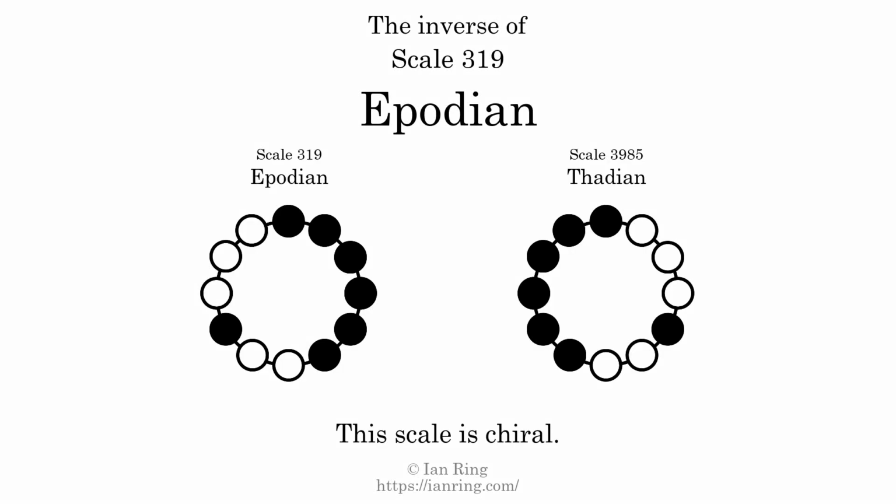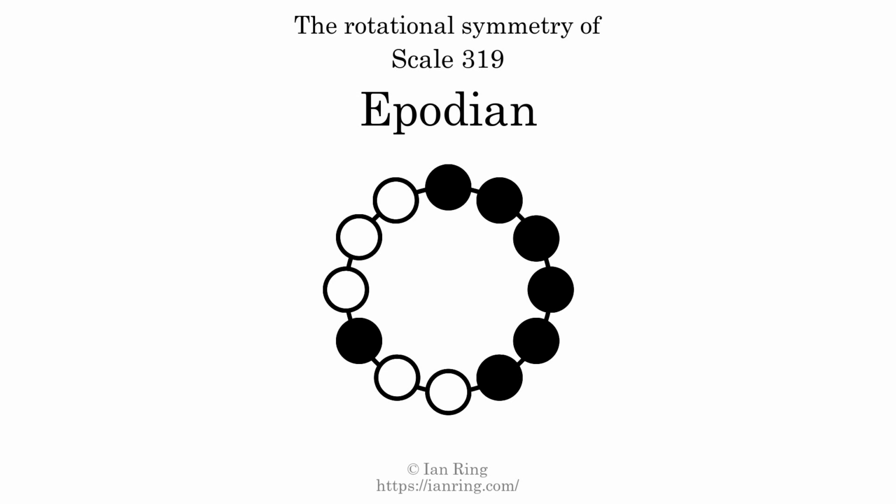The inverse of a scale is a mirror image. It is what you get when the sequence of intervals is reversed. The inverse of this scale is scale 3985, also known as Epodian. This scale is chiral. It cannot transform into its inverse by rotational transformation. This scale has no rotational symmetry.